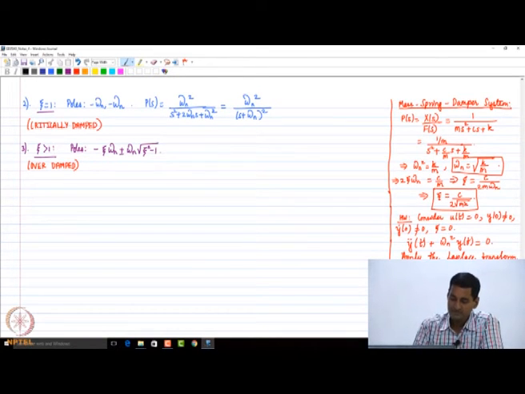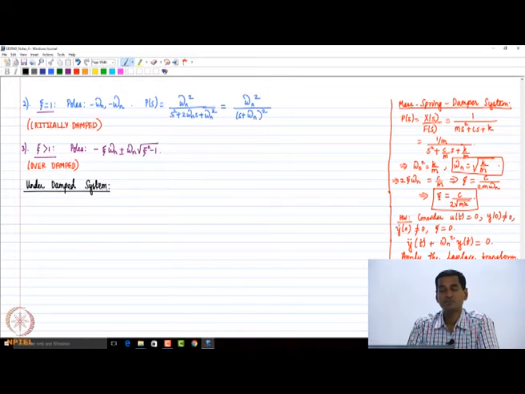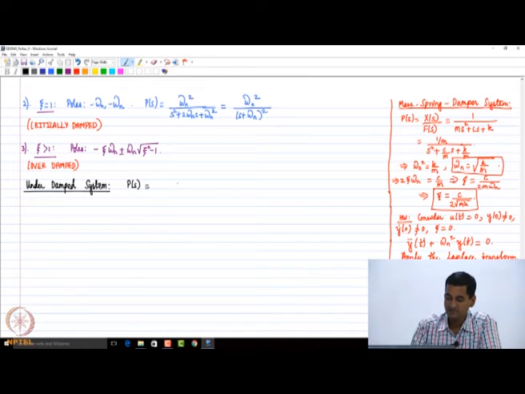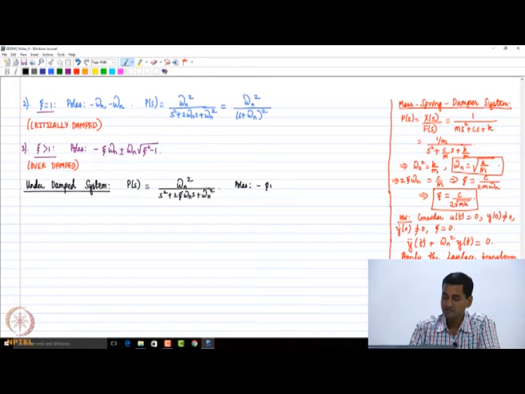Now what we are going to do is consider the case of the underdamped system and calculate its unit step response. Underdamped system means P of s is going to be once again omega n square divided by s square plus 2 zeta omega n s plus omega n square. Please remember the poles are at minus zeta omega n plus or minus j times omega d.